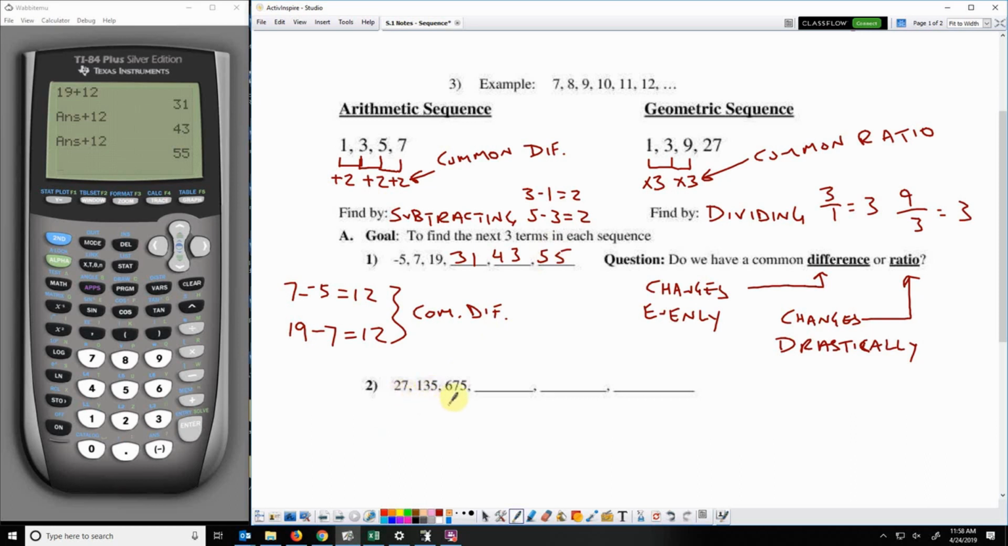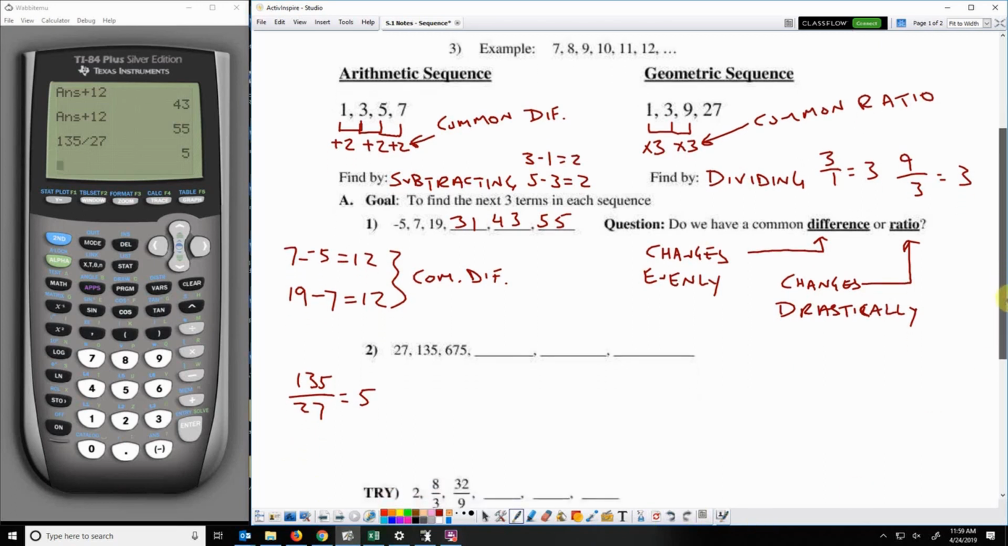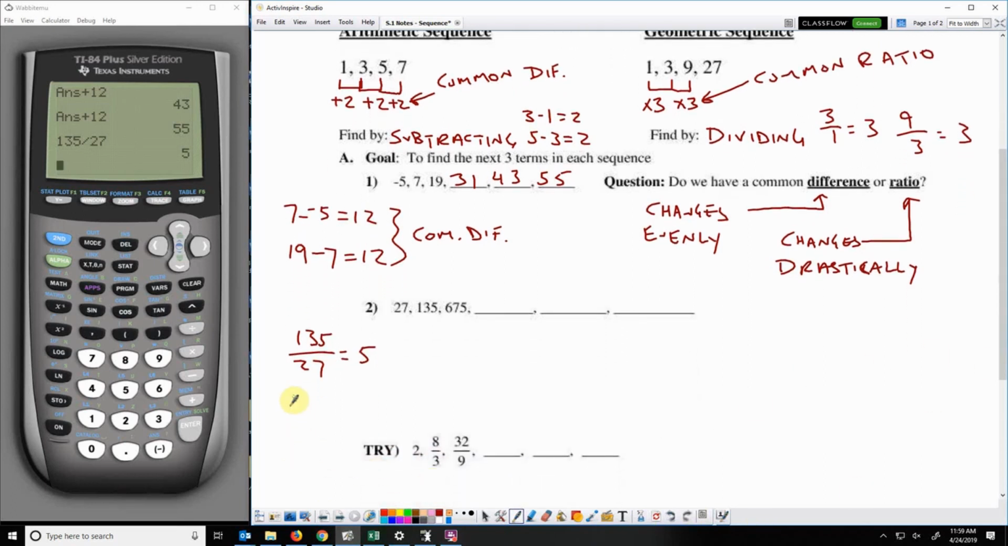27, 135, 675, that doesn't look like it's changing evenly, so I'm going to check for a common ratio. 135 divided by 27, so that's term 2 divided by term 1, is 5. Okay, then I'm going to check the next 2 terms. So term 3 divided by term 2, 675 divided by 135.